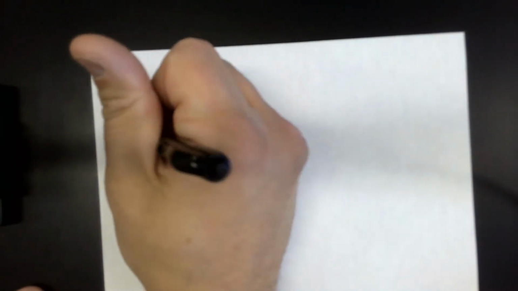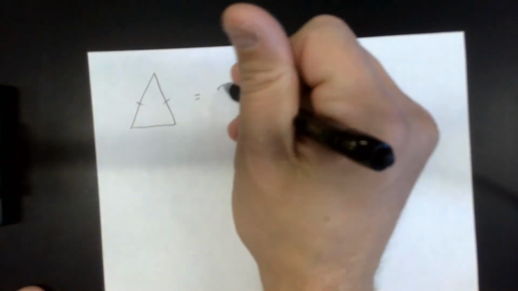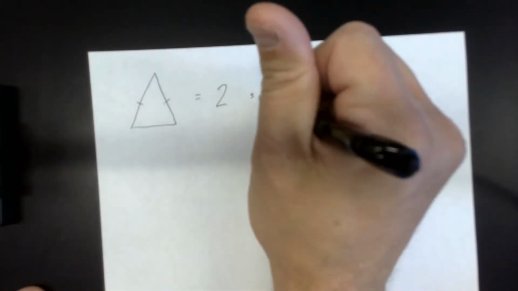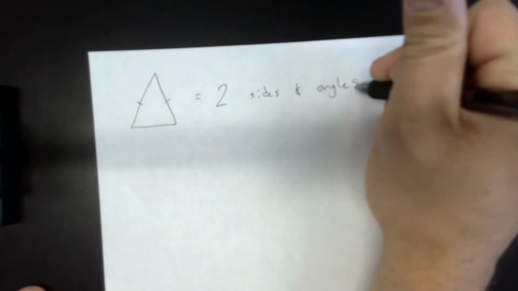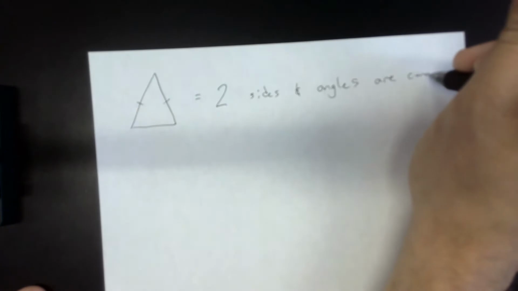You will hear us talk a lot about equilateral and a lot about isosceles triangles because these are the two most applicable triangles you're actually going to see. So here we have an isosceles triangle. What can you tell me about an isosceles triangle? Two sides and angles are congruent.